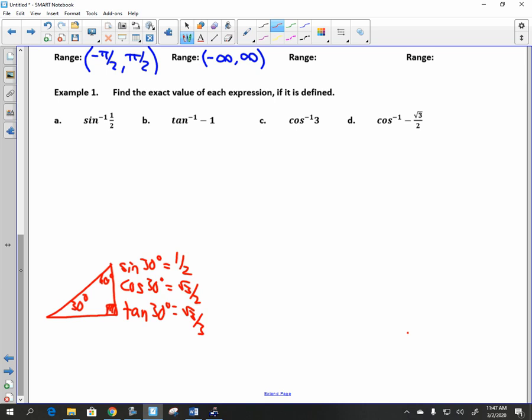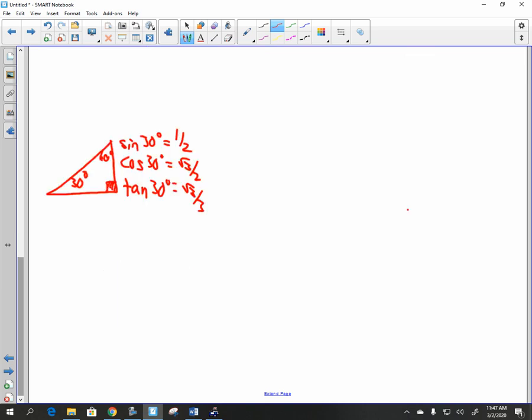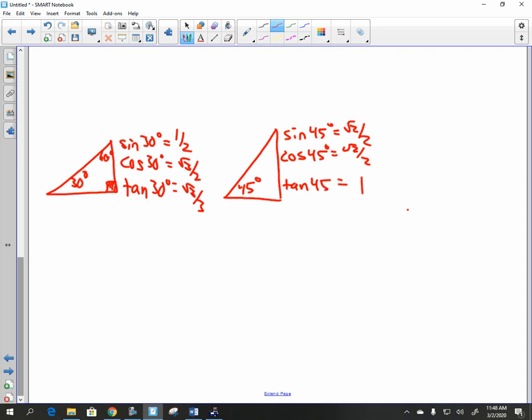And for some of you, you've known them so well that you don't even need to write these down. You've memorized them. Good for you. Others, you maybe need to take a glance at them. We have a 45-degree triangle. And the sine of 45 degrees is what? Root 2 over 2. Cosine of 45 is root of 2 over 2. And then the tangent of 45 is 1. So it looks like the 45 one was pretty easy.